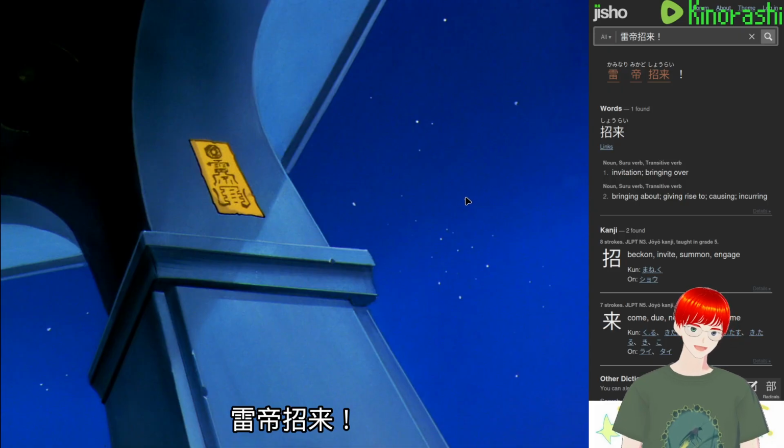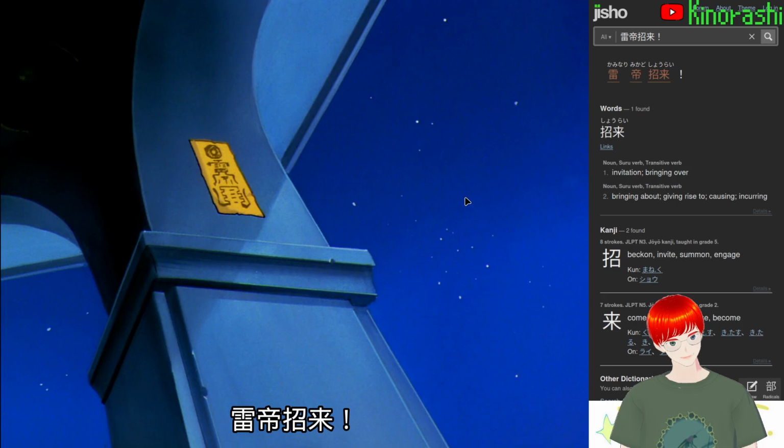Raitei Shorai. Japanese, or Chinese, okay, is a specific magical incantation used by a character, Syaoran, to summon lightning. Okay. Here's the breakdown. Subject plus verb, okay.